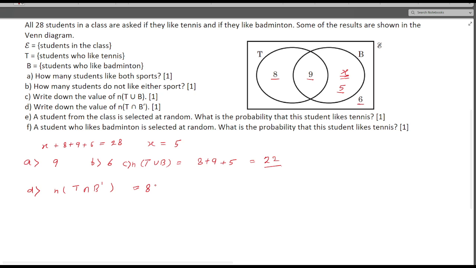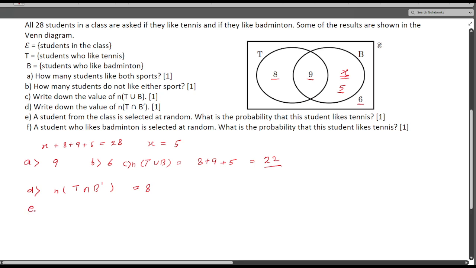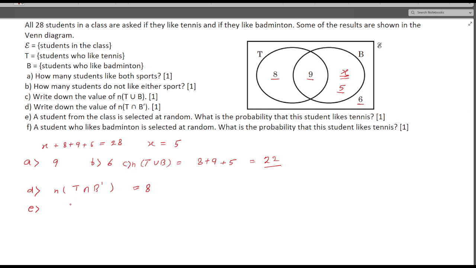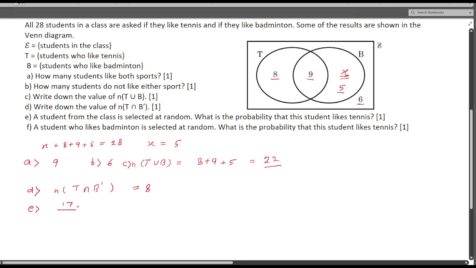E, a student from the class is selected at random. What is the probability that this student likes tennis? Now, you are selecting one student and you have to find the probability that the student likes tennis. So I have 17 such students out of total 28 students. So 17 divided by 28.